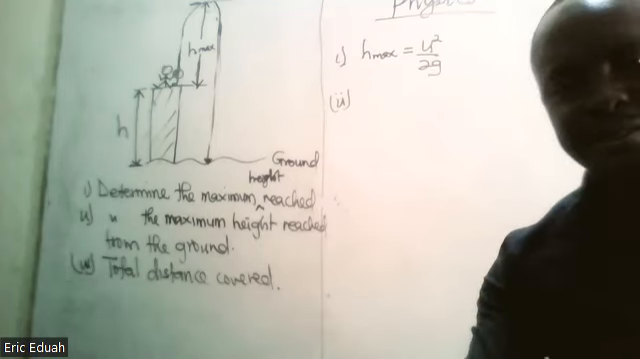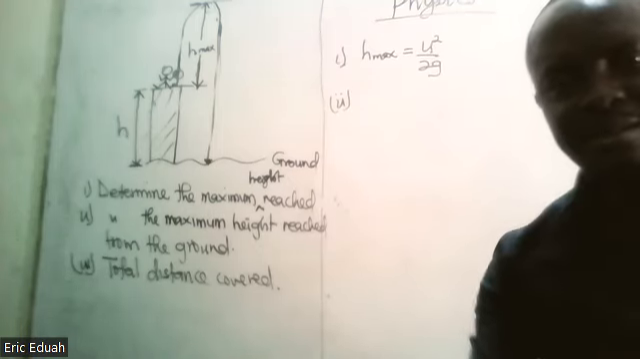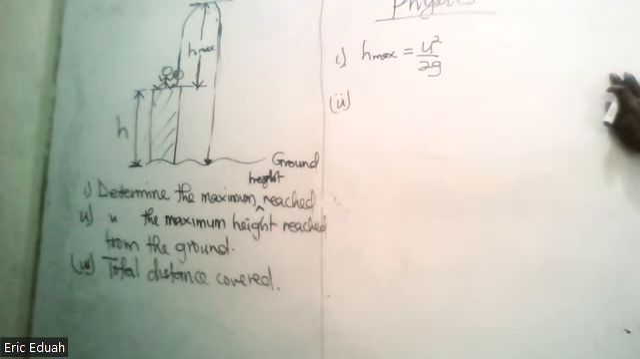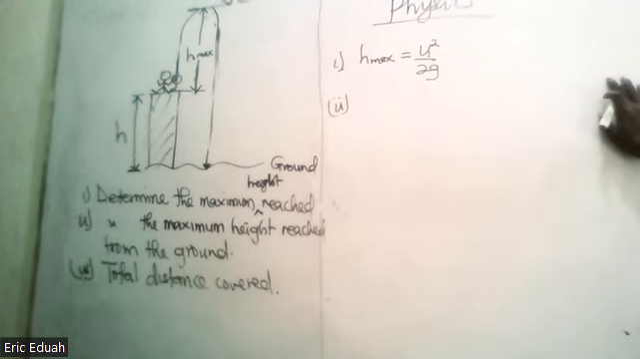Akosia. Yes, please, can you say H max plus H? U squared over 2g plus H. Okay, so Akosia is saying that she also thinks it would be U squared over 2g plus H.